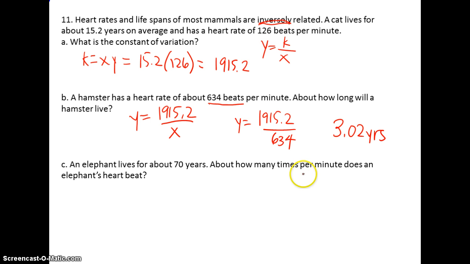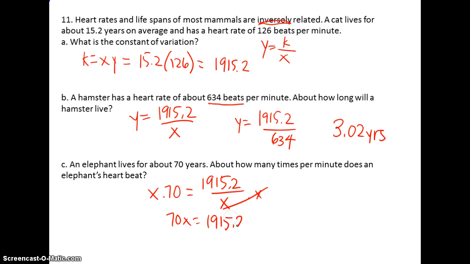Alright, part C, an elephant lives for about 70 years. About how many times per minute does an elephant's heart beat? So if we said that our heartbeat was our x and our years that it lives is our y, we can say that 70 equals 1915.2 over x, which would in turn, we multiply by x, so we get 70x equals 1915.2. Then we have to divide both sides by 70. So we end up with x equals 27.36 beats per minute.